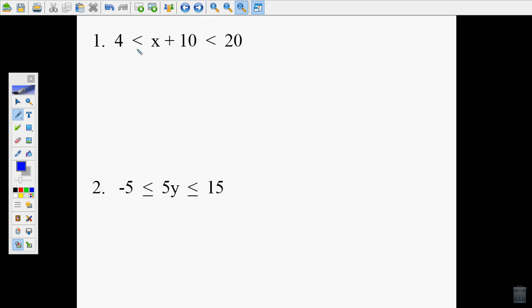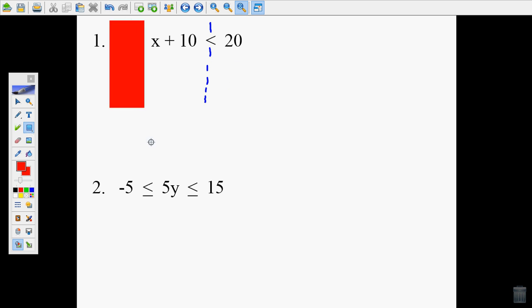Okay, so here's our first inequality. 4 is less than or equal to x plus 10, which is less than 20. So this has basically two edges to it, or two sides to it. Okay, there's two inequalities here. There's two inequality signs. Okay, so we're going to solve this just like we would have solved it if there was only one inequality sign. Okay, so let's cover this up for just a second.